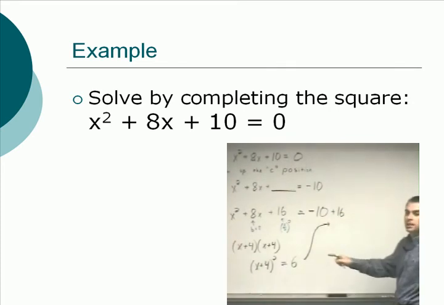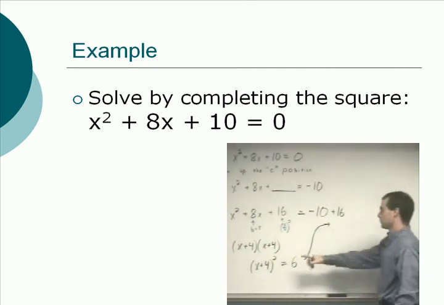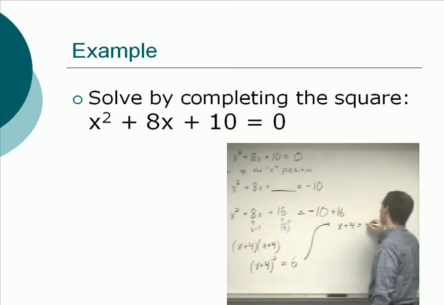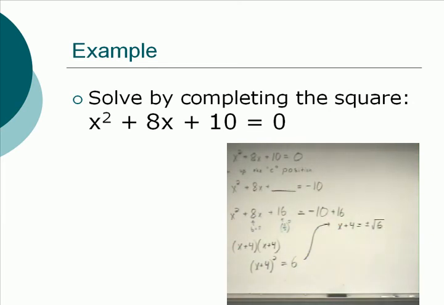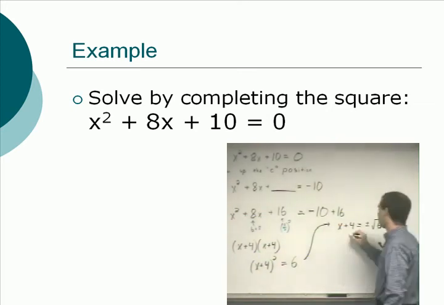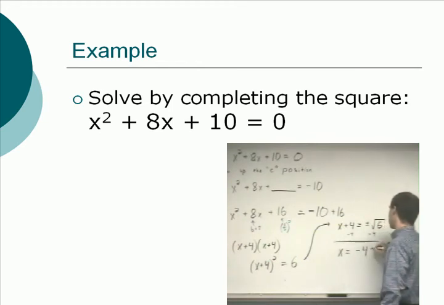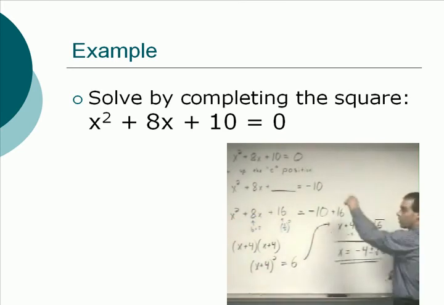Well, now it looks just like the type of equation we were just solving in the last couple of examples. Let's solve that. What do we want to do to get x by itself now? Square root. So we have x plus 4 equals plus or minus the square root of 6. Everybody agree with that? If we solve for x, we'll subtract 4 from both sides. And we end up with x equals negative 4 plus or minus the square root of 6. And there's our two solutions to that quadratic equation.